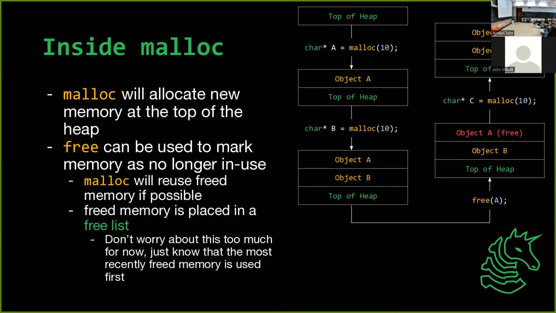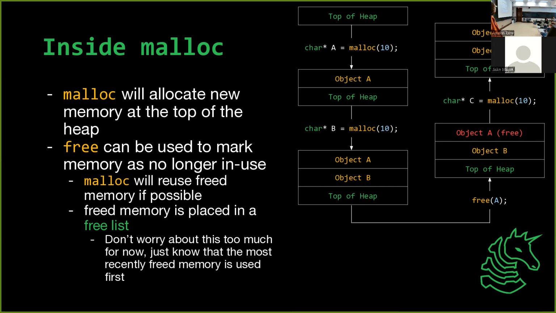And then when you call malloc, it'll just allocate some memory right at the top of the heap. If you malloc 10, you'll allocate probably 16 bytes and just return a pointer, a memory address, to the top of the heap. The top of the heap then gets moved down 16 bytes.